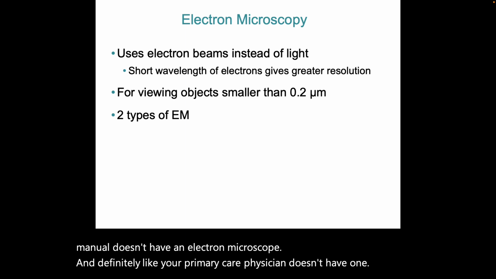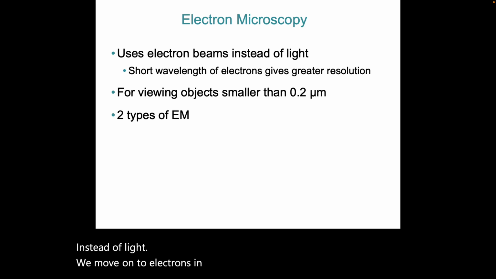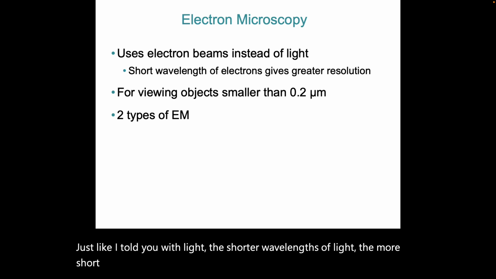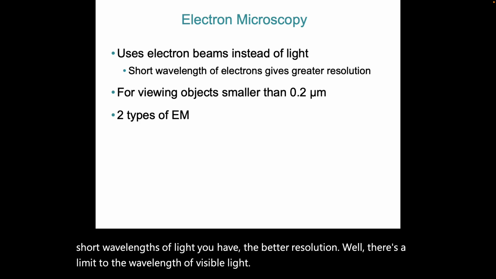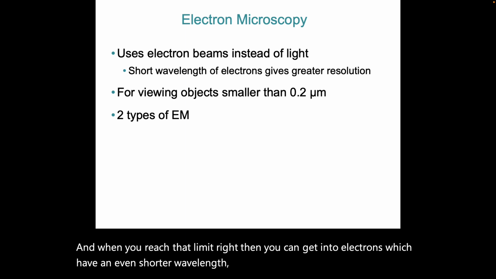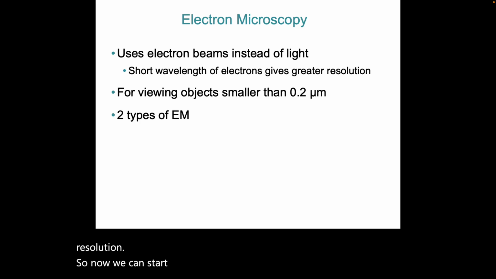Instead of light, we move on to electrons in order to visualize the sample. Just like I told you with light, the more short wavelengths of light you have, the better resolution. Well, there's a limit to the wavelength of visible light. And when you reach that limit, then you can get into electrons, which have an even shorter wavelength, which provides a higher level of resolution. So now we can start to visualize things that are smaller than 0.2 micron.